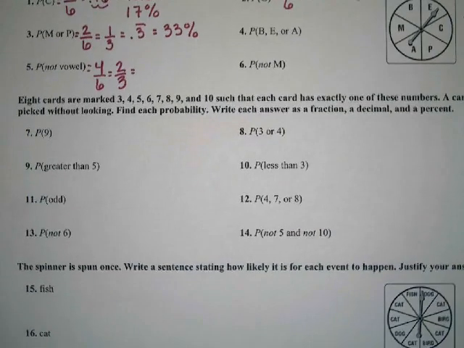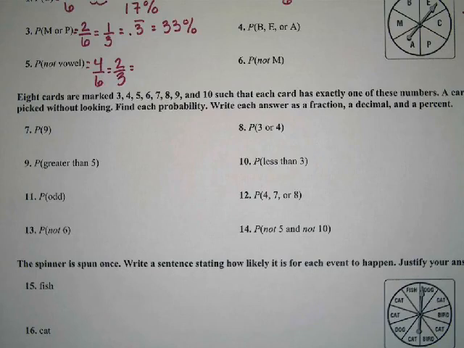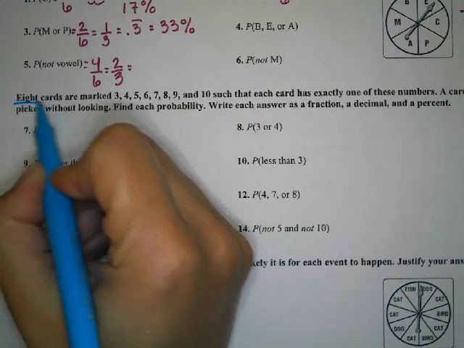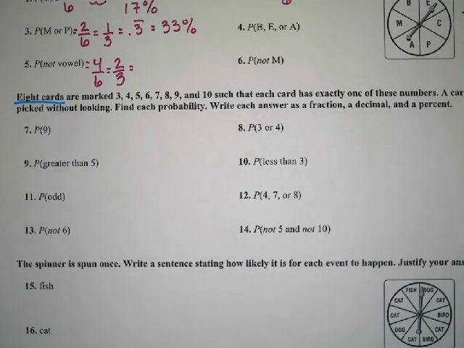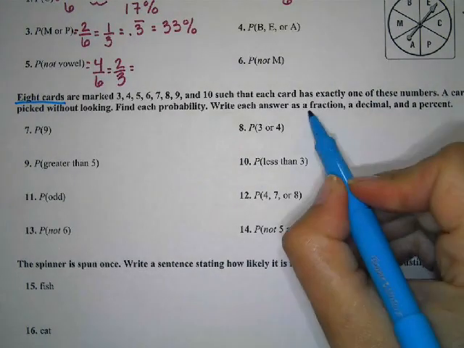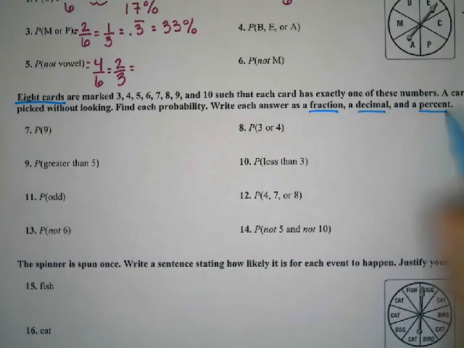Now looking on the next section, it says 8 cards are marked 3, 4, 5, 6, 7, 8, 9, and 10. So we have 8 cards. So that's the possible amount that we have. And it says each card has exactly one of these numbers. A card is picked without looking. Find the probability. Write the answers again as a fraction, decimal, and a percent.